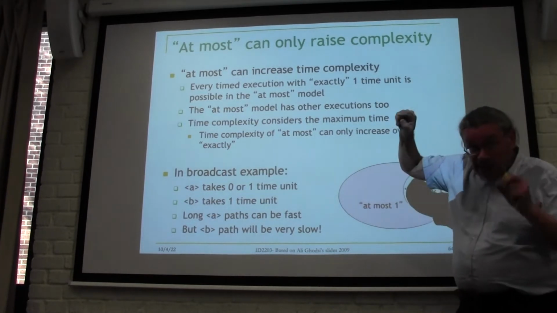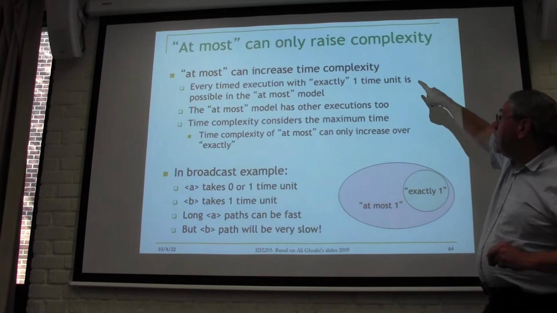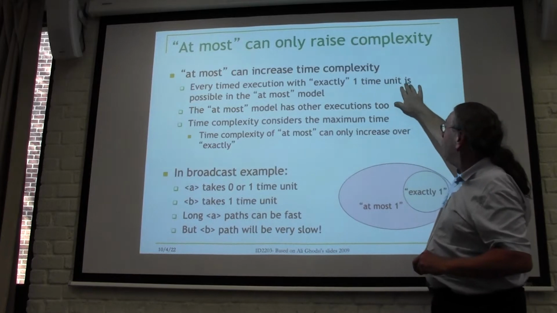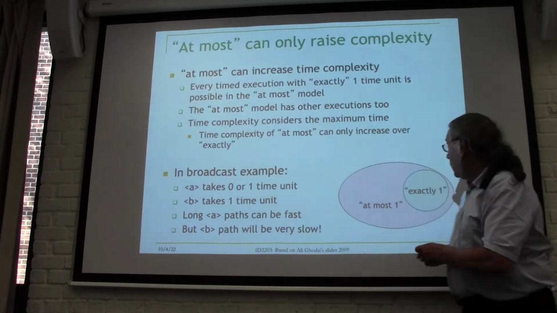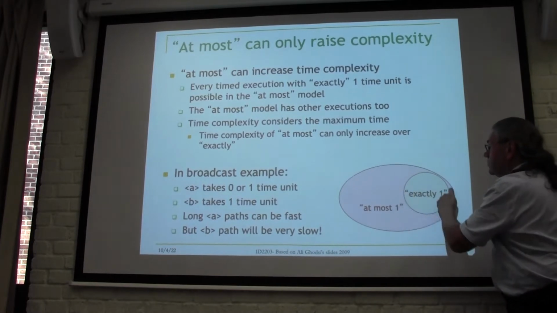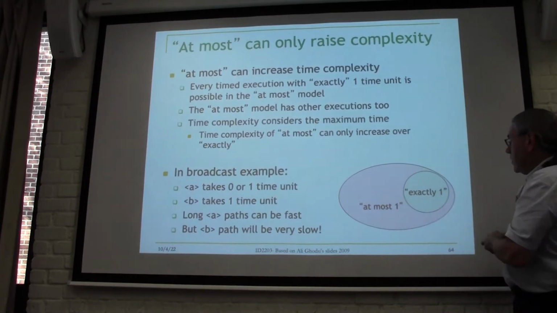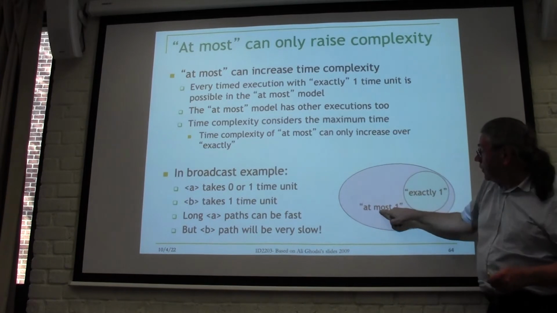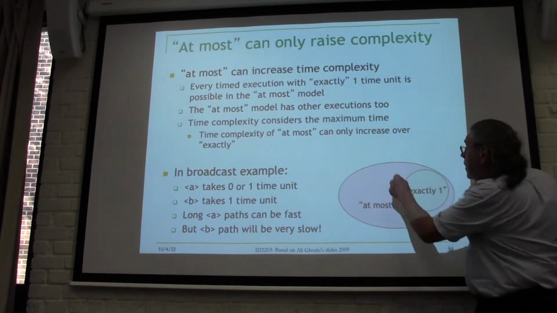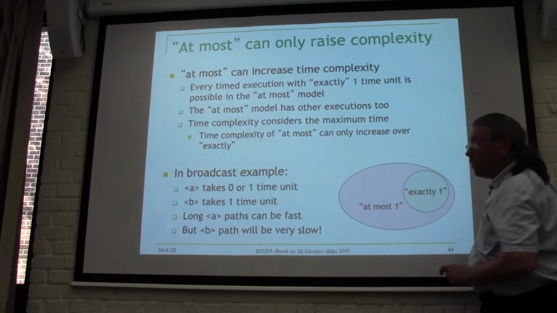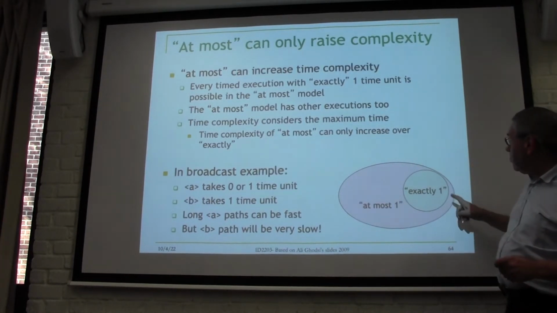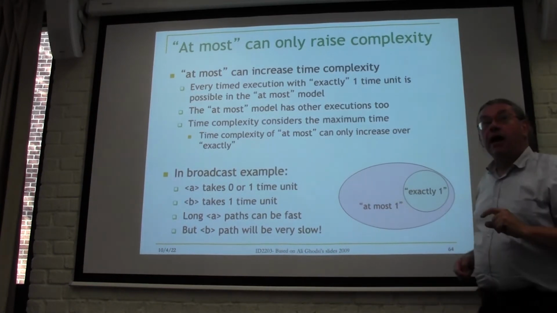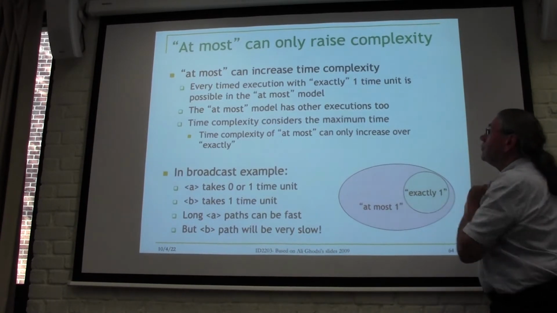If you go from exactly 1 to at most 1, it can only increase the time complexity, because every timed execution with exactly 1 is possible in the at most model. So if here we have a set of executions in the exactly 1 model, it's a subset of the at most 1, because all of these are also correct at most executions. But the at most model has additional executions where messages take 0. And the time complexity considers the maximum over all this. It's the maximum of the time over all the executions.